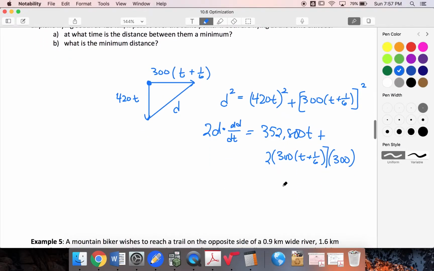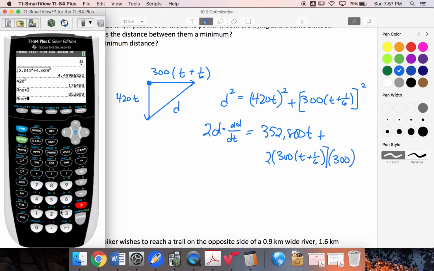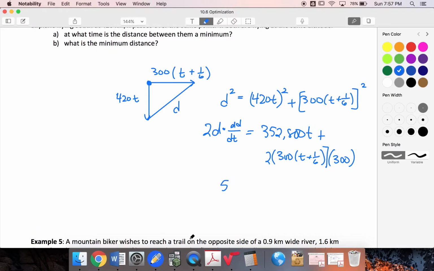So solving this, I'm going to have that number, my 352,800 plus 2 times 300 squared. All right, and so that's going to be, well, I should have.